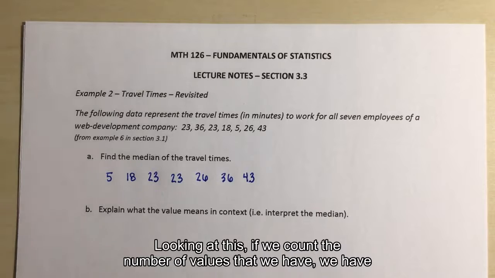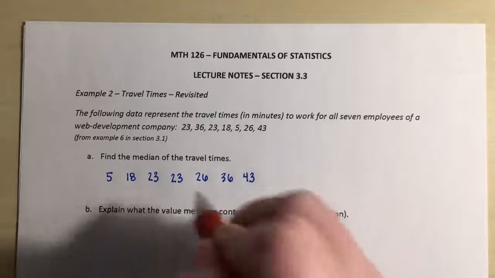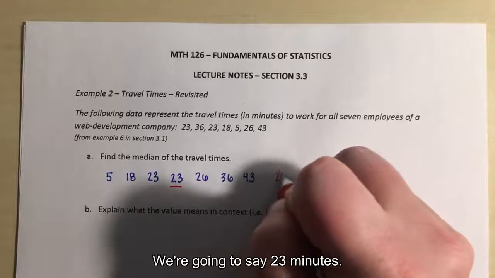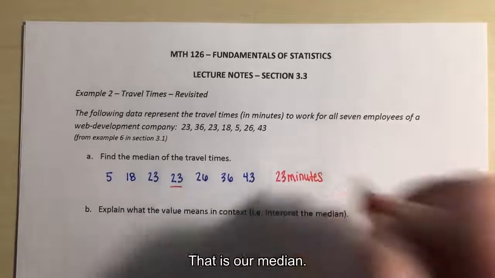Looking at this, if we count the number of values, we have an odd number of values. So that means we just need to pick out the middle one. Our middle value here is this 23. So we're going to say 23 minutes. That is our median.